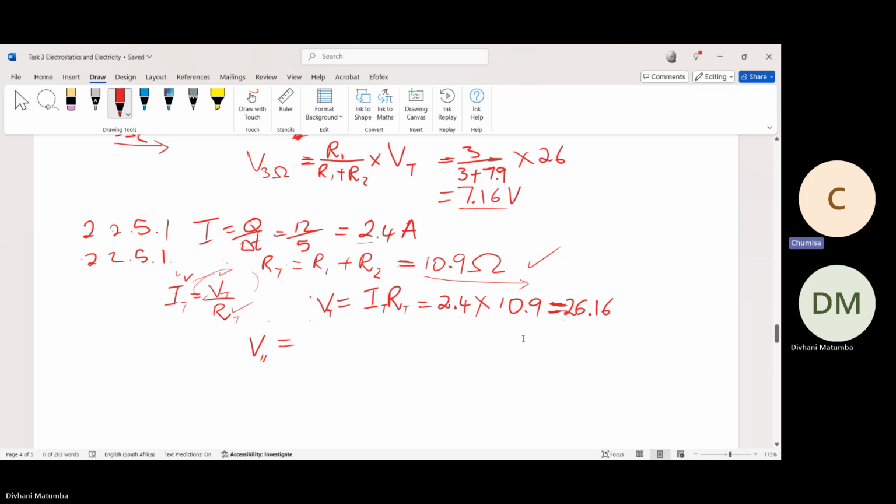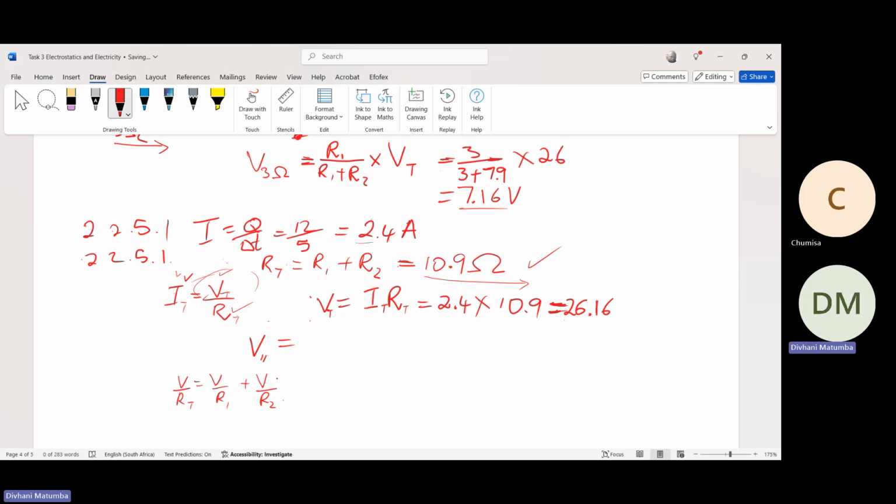Isn't the formula going to be V over RT is equal to V over R1 plus V over R2? You said V equals... It's V over RT is equal to V over R1 plus V over R2.